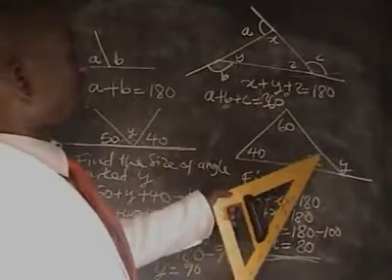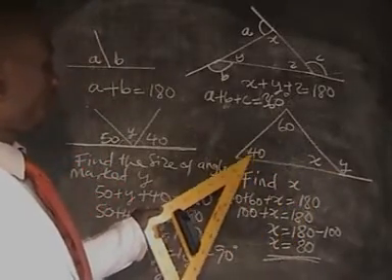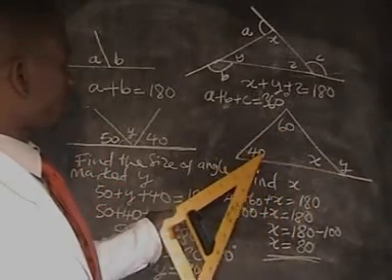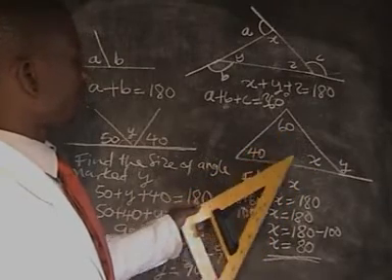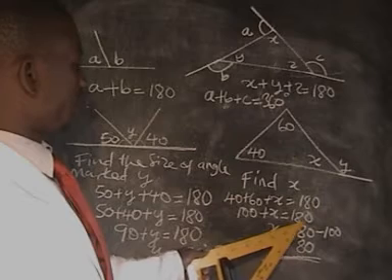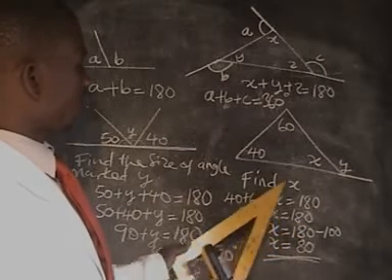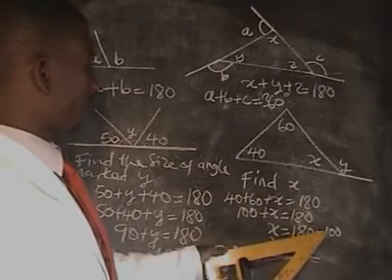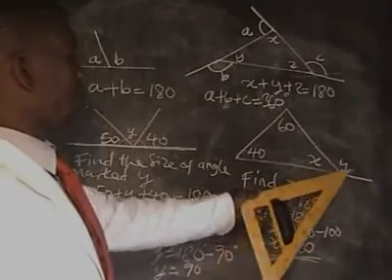So the question is: find the value of x and y. To find the value of x, we add 60 plus 40, then plus x. 60 plus 40 is 100. 100 plus x equals 180. Solving the equation, the 100 crosses the equal sign so that it can be subtracted from 180, so that x becomes 80. And if x is equal to 80, what can be the value of y?